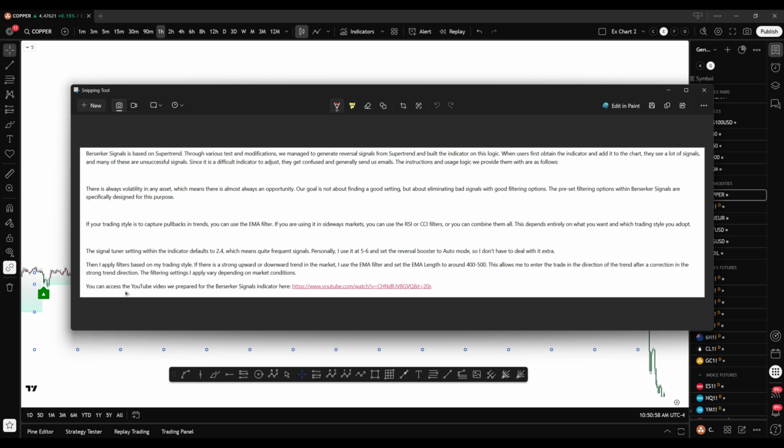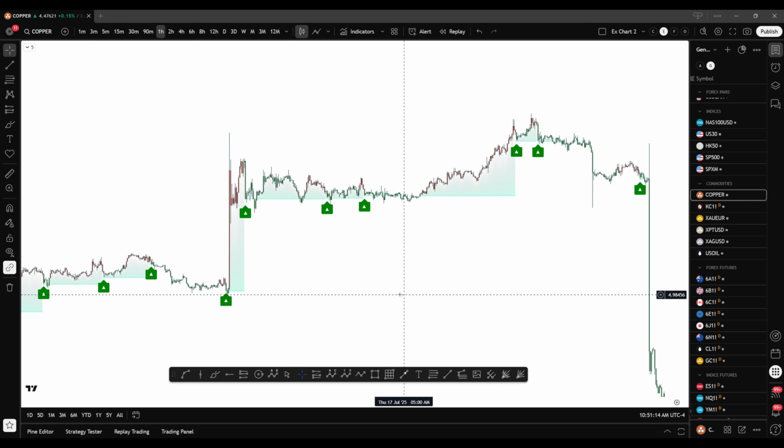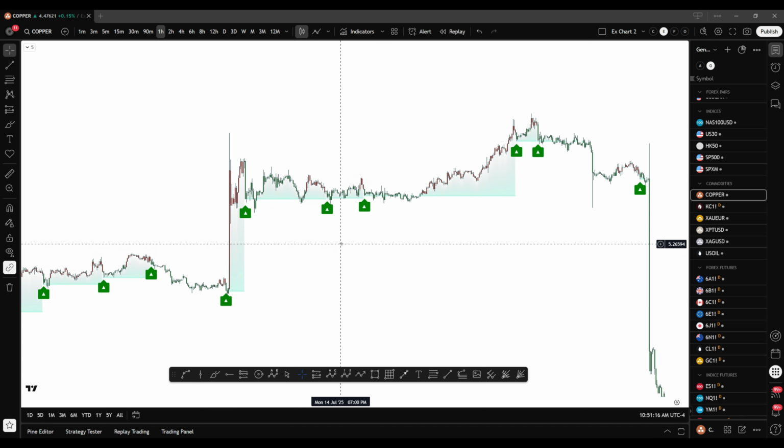And then it says you can access the YouTube video we prepared for the Berserker Signal indicator here. I'm going to be honest, the video here is just as much of a trailer as the other video I have showed you on their investment tool. There really isn't much of an explanation of anything. All right. So with that being said, let's talk about customization and flexibility.